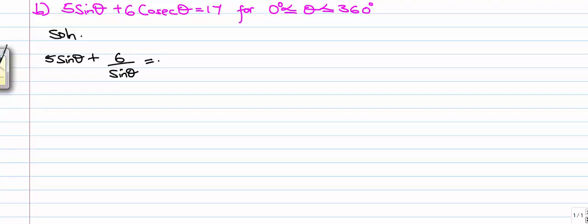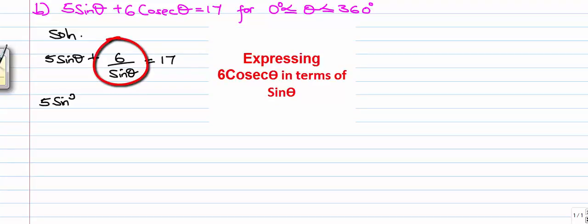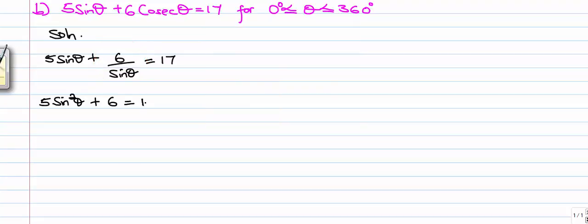So this morning we shall continue with more examples, and our first example is 5 sine theta plus 6 cosec theta is equal to 17. We are supposed to solve that equation for values of theta between 0 degrees and 360 degrees inclusive. We have 5 sine theta plus 6 over sine theta, since cosec theta is the same as 1 over sine theta. I hope you're not surprised with that.